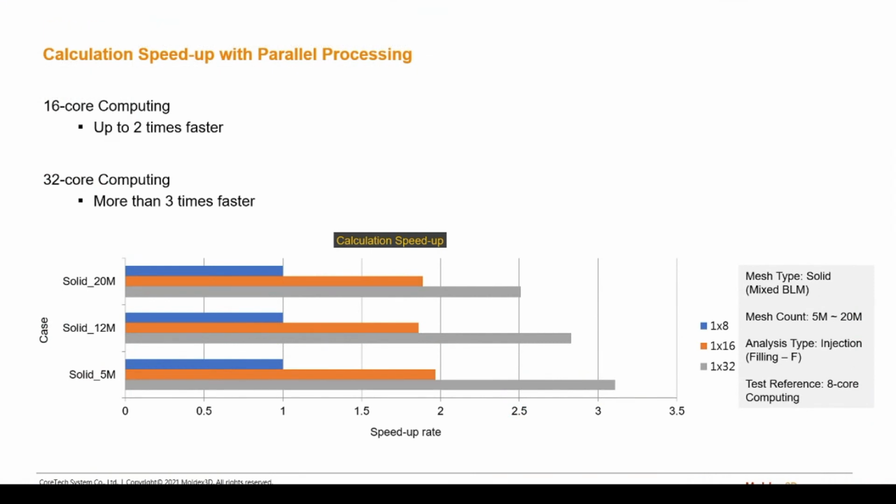Looking at some other improvements, the calculation speed has increased for parallel processing. Looking at some different solid mesh element counts, we can see that the difference between 1, 16, and 32 has been a little bit more optimized. For 16-core computing, you can get up to 2 times faster simulations, and with 32-core computing, which previously the speed-up ratio was not that high for 32 cores, it is a little bit faster now, giving the 32-core option a little bit more benefit.